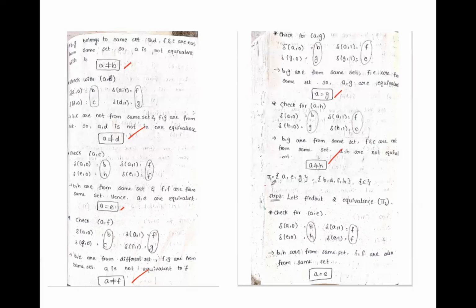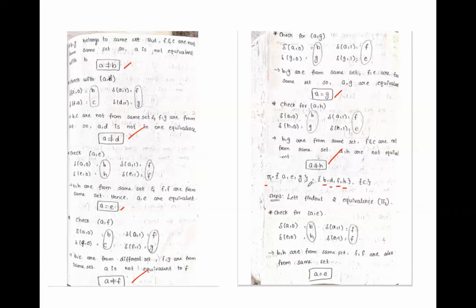So pi 1 is represented as follows: you need to find out all the states which are equivalent and represent them in one set. So here you can see A is not equivalent to B, so you need to write B in a separate set. Then A is not equivalent to D, represent D in a separate set. And A not equivalent to F, separate set. A not equivalent to H, separate set.